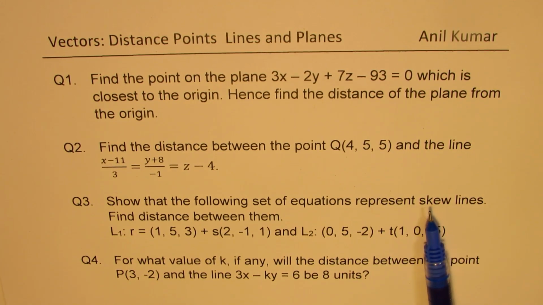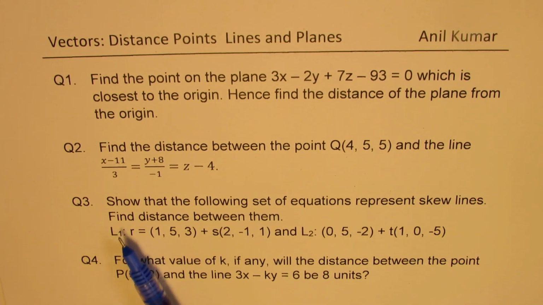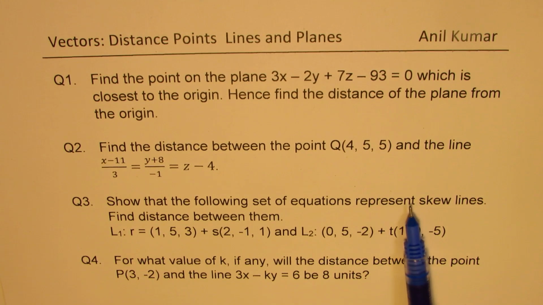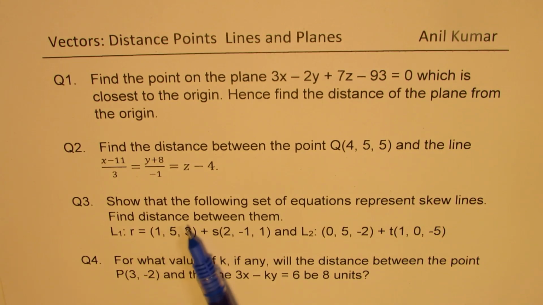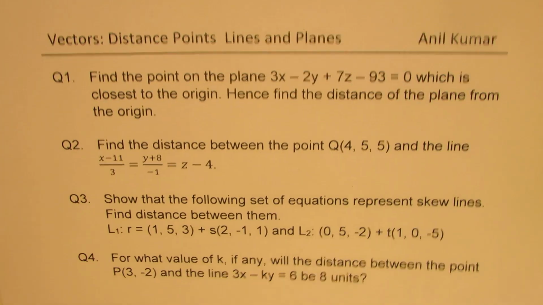Skew lines means the lines may not be parallel, right? But they are in parallel planes and therefore they don't intersect. So basically we have to find the distance between the two planes, right? The first part is to show that the lines are skew lines, and the second part is to find the distance between them. Question number 4 here is, for what value of k, if any, will the distance between the point and the line be 8 units, right? So these are the type of questions. Question number 4 is a thinking question. Now let's see how to solve them.